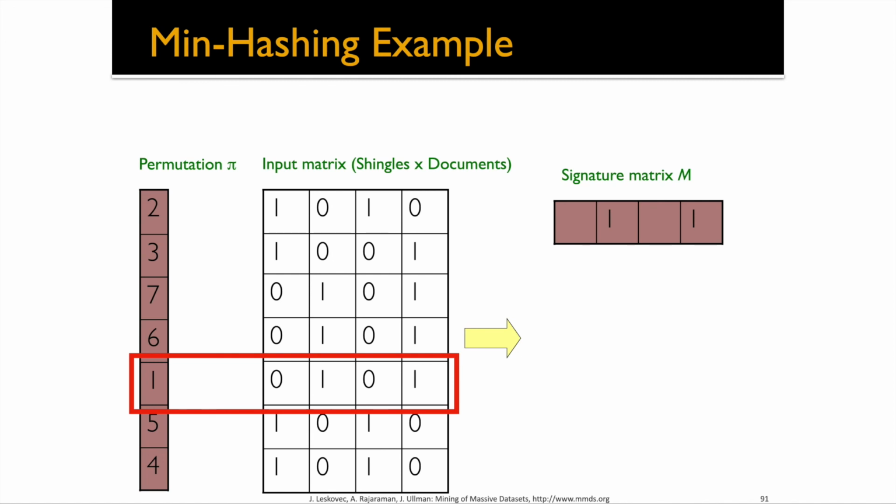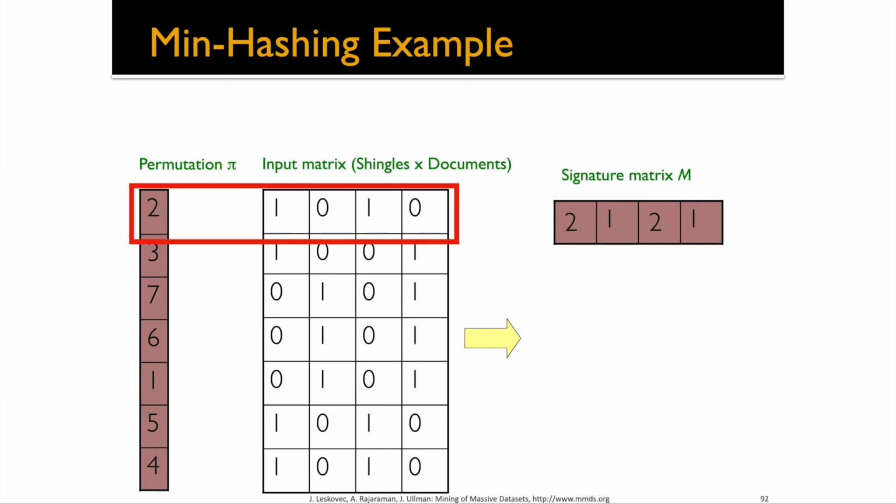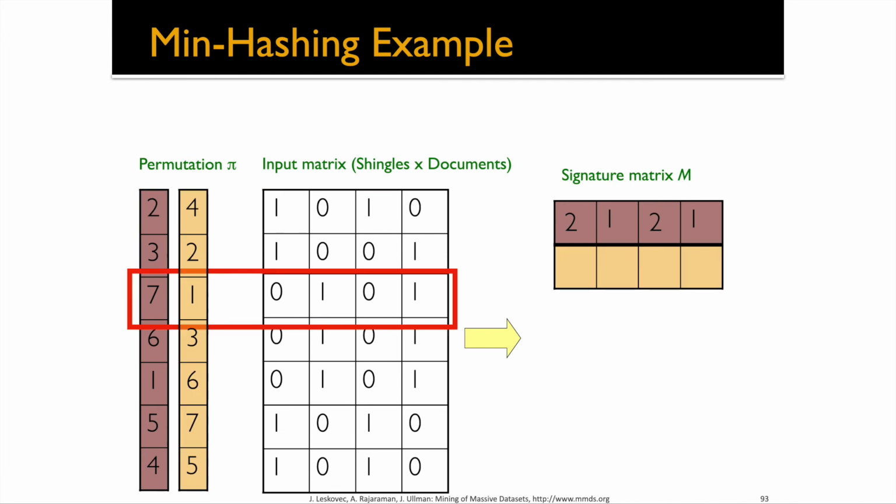We say, well, in our permuted order, the first row that we identified as having a non-zero element is 1. We put that in the columns for the second and fourth documents. Then we go to the second row in our permuted order, and we see that now we have a 1 in the first document and the third document. So we put a 2 in our signature matrix here.